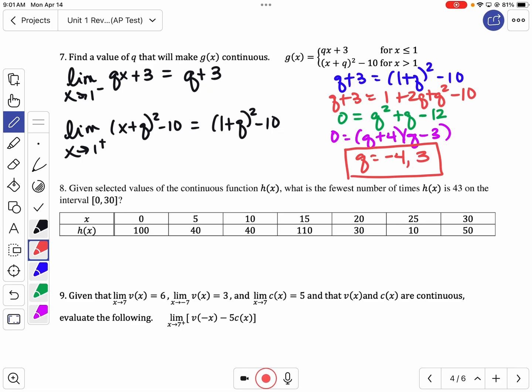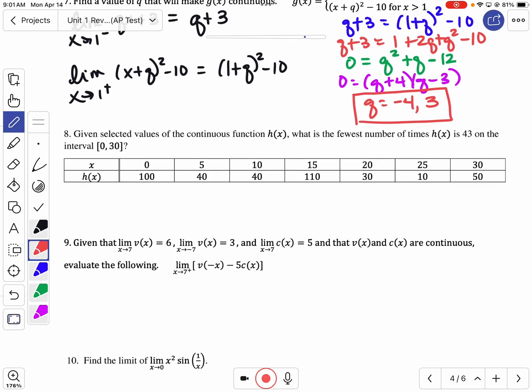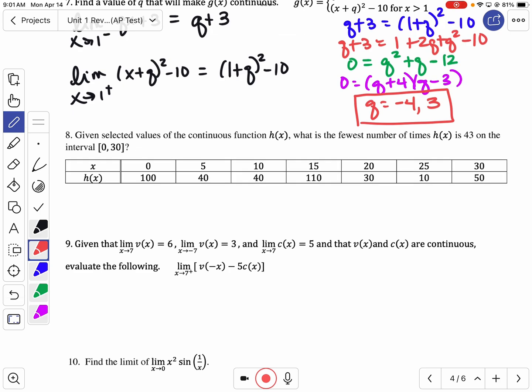Number 8 walks us into one of our big 3 theorems. It says, given selected values of the continuous function h of x, so continuity here is important, what's the fewest number of times h of x is 43 on the interval from 0 to 30? H of x meaning the y values. How many possible times could we get 43? We don't have every value, but we know it's continuous, and if it's continuous, we don't skip any values in between. All the y values and x values would be accounted for.